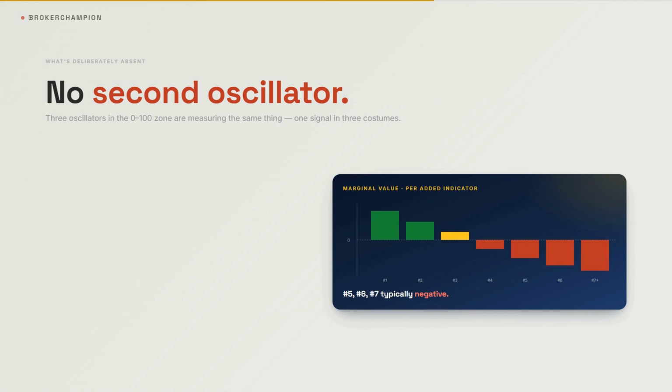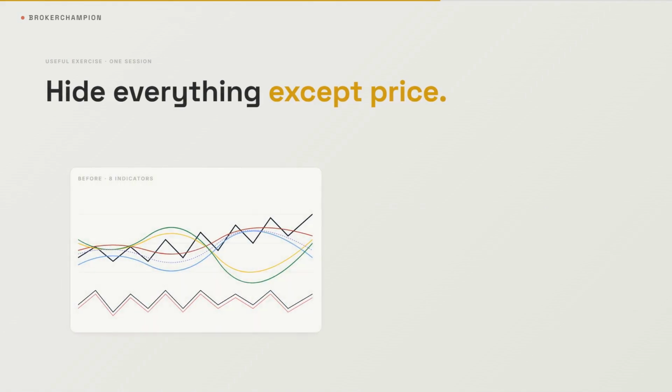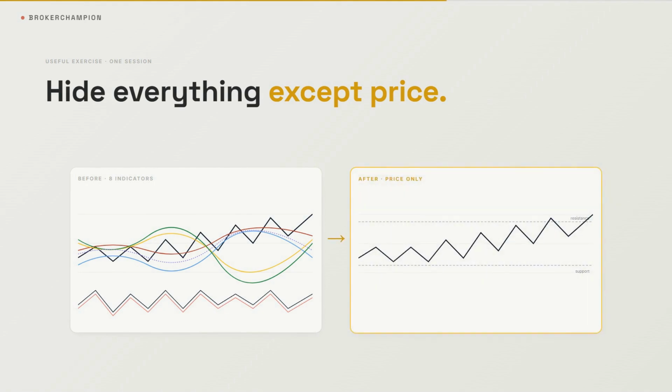A useful exercise. Hide everything except price for one full trading session. If you can still read trend, structure, and likely entry zones from price alone, your chart reading is real. If you can't, the problem was never insufficient indicators. It was the chart reading underneath them.